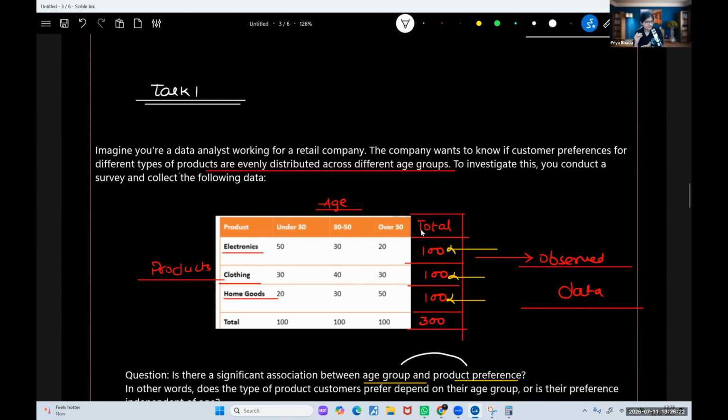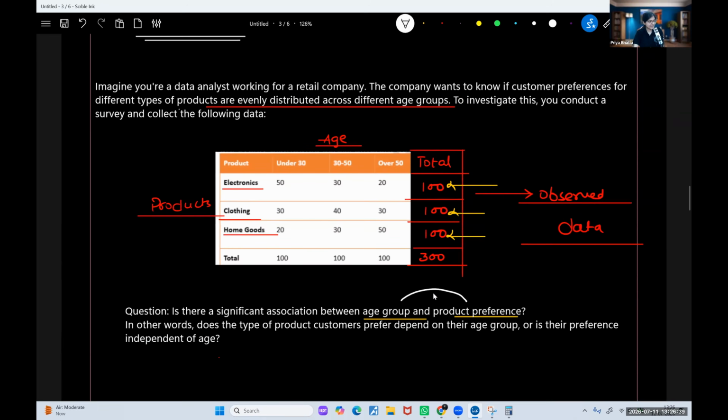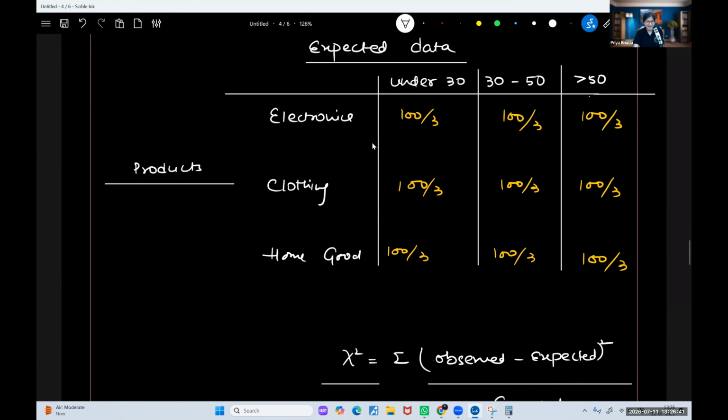हर एक एज में जो लोग प्रोडक्ट्स खरीद रहे हैं वो सेम खरीद रहे हैं. कैसे खरीदेंगे? जब हमारे पास टोटल प्रोडक्ट काउंट कितना है, इलेक्ट्रॉनिक्स का 100 है, 3 कैटेगरीज हैं, तो डिवाइड बाय 3 करूंगी तभी इवनली स्प्रेड होगा. सिमिलरली क्लोथिंग के लिए, सिमिलरली होम गुड्स के लिए. एंड इससे हमारे पास में एक्सपेक्टेड डेटा आ गया.